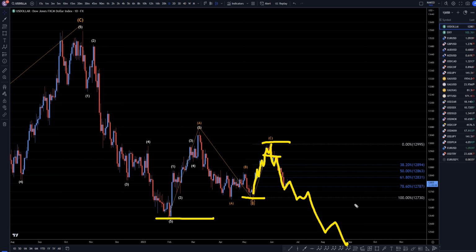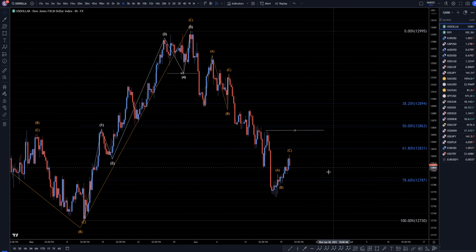Whether it's a wave 3 or whether it's a wave C, time will tell, but either scenario, I'm definitely going to continue to look for shorts in a downtrend on shorter time frames. So going down to the 4 hour time frame.